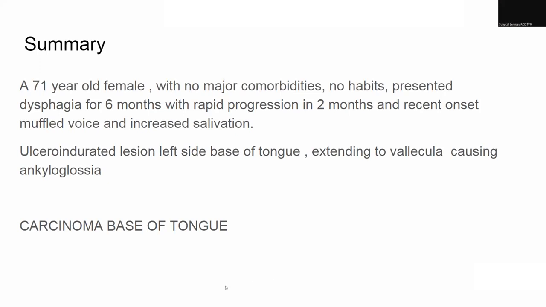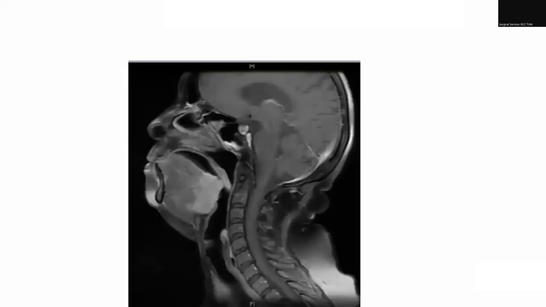So next are the radiology slides. We did a contrast enhanced MRI of the patient, in which we could see a hyperintense lesion in the base of tongue, around 4 by 3 centimeters. It's a deep-seated lesion involving the extrinsic muscles of the tongue, mainly the genioglossus and geniohyoid. These are the sagittal cuts.